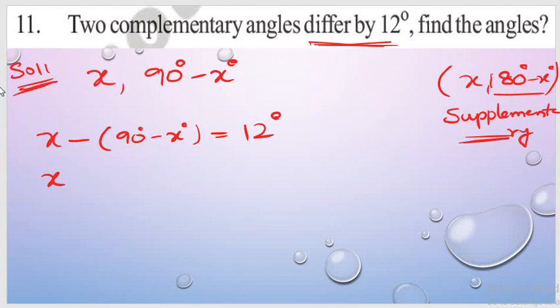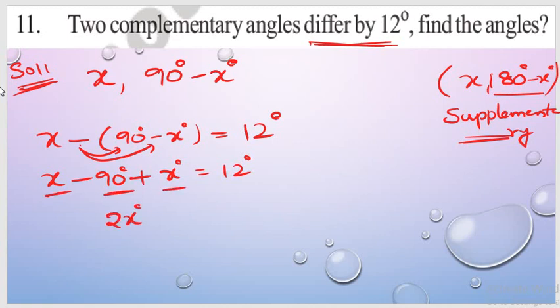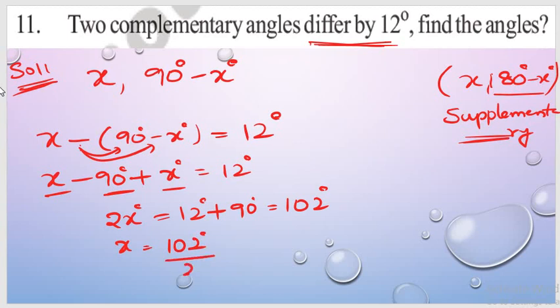Now from this, what am I going to get? This minus I need to multiply with these two terms separately. So minus into 90 is minus 90 degrees, and minus of minus will give you plus, equal to 12 degrees. So x plus x gives you 2x, and this minus 90 degrees, if I transpose, becomes plus 90 degrees. So 90 degrees plus 12 is 102 degrees. So x is equal to 102 degrees by 2, which is 51 degrees.